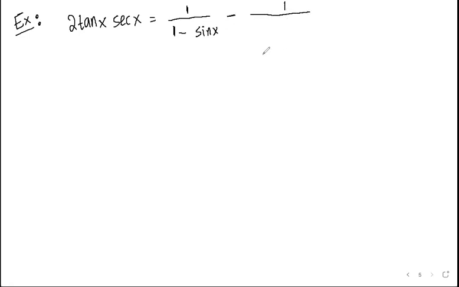Here, example. Two tan of x secant x equal 1 over 1 minus sine x, minus 1 over 1 plus sine x.